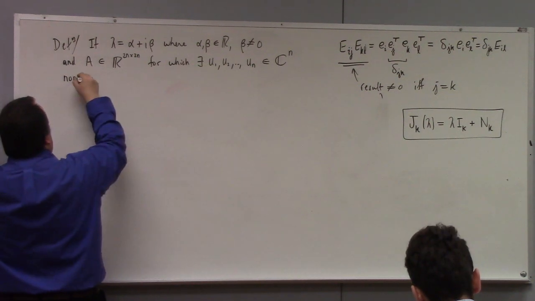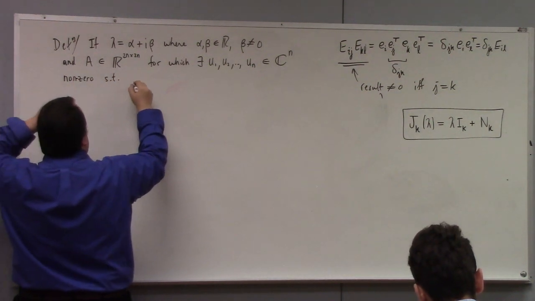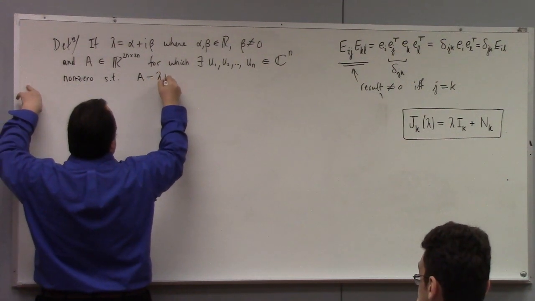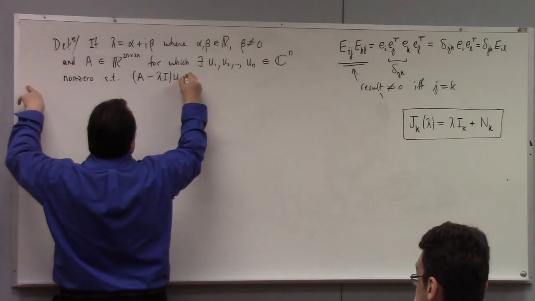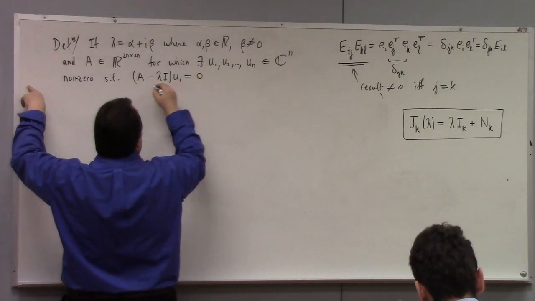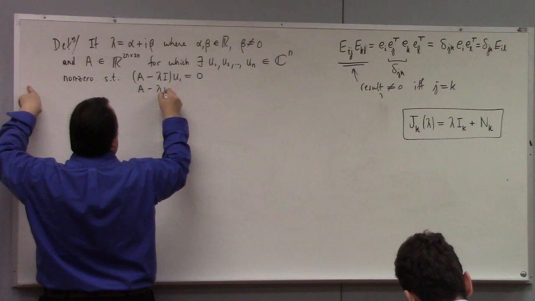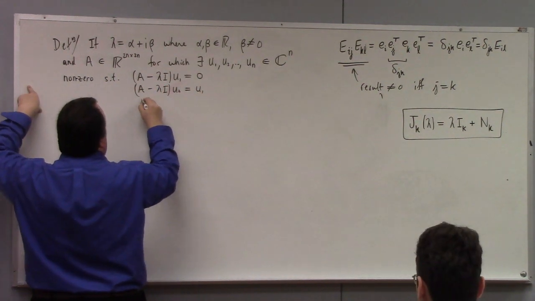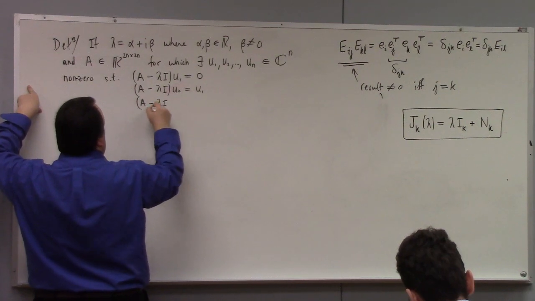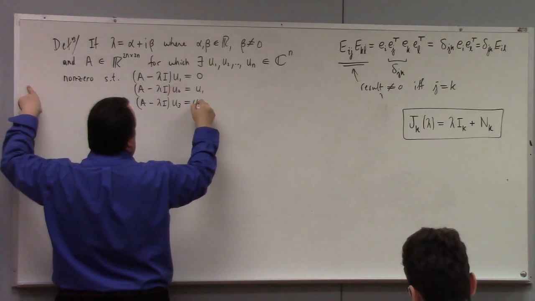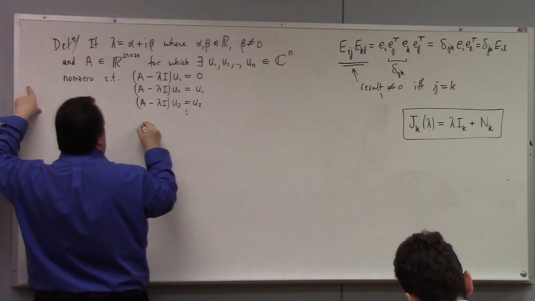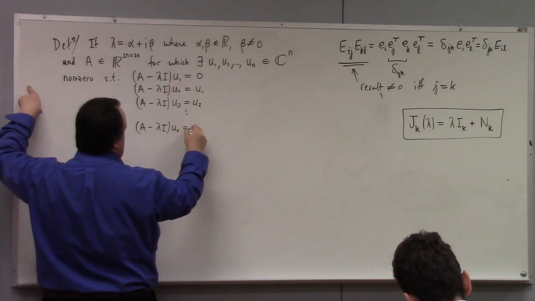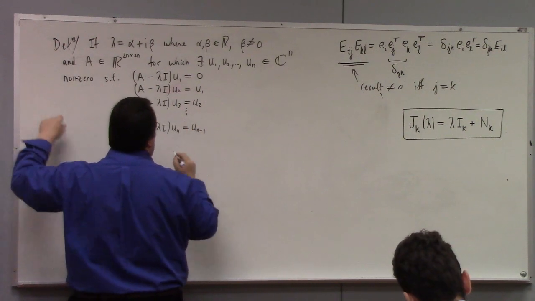These guys are non-zero, such that they satisfy the chain condition. In particular, A minus lambda I times u1 is equal to 0. A minus lambda I times u2 is equal to u1. A minus lambda I times u3 is equal to u2. You know the drill. A minus lambda I times un is equal to u n minus 1. All right?